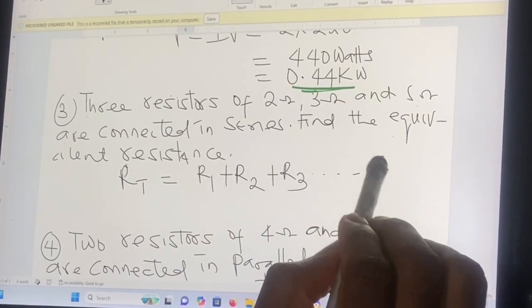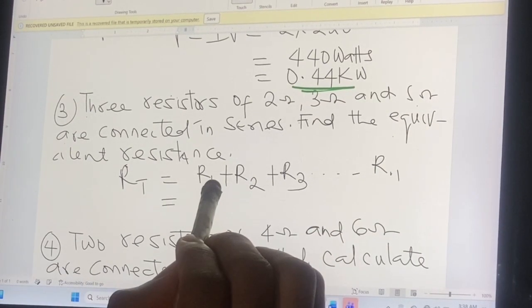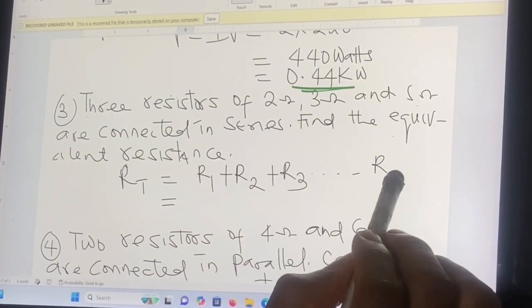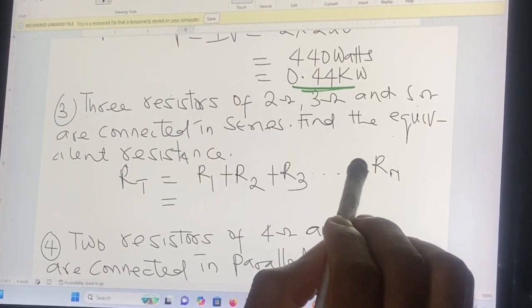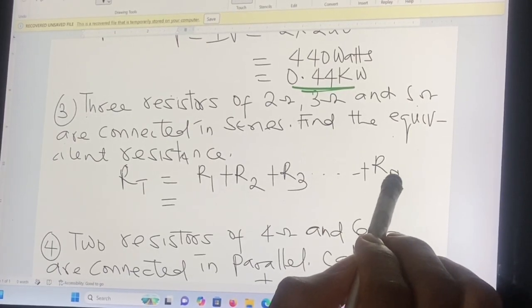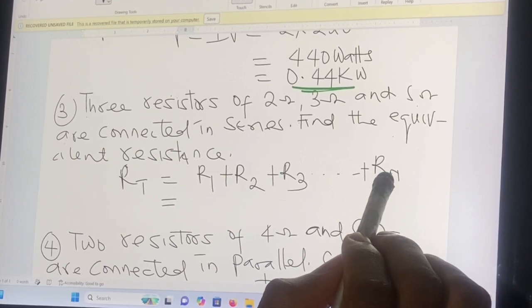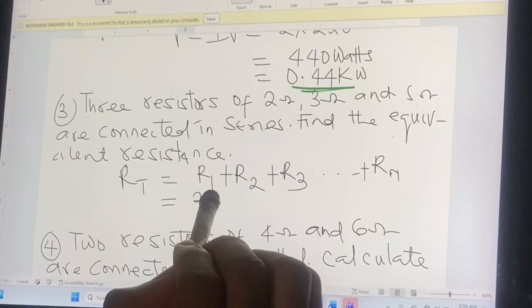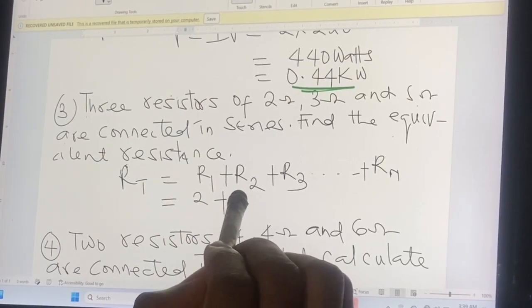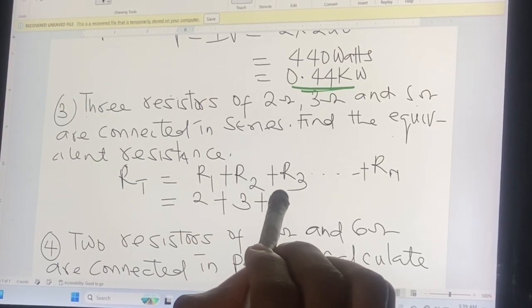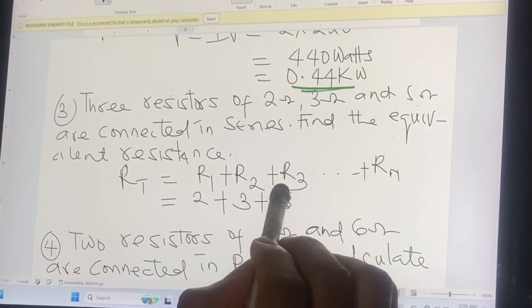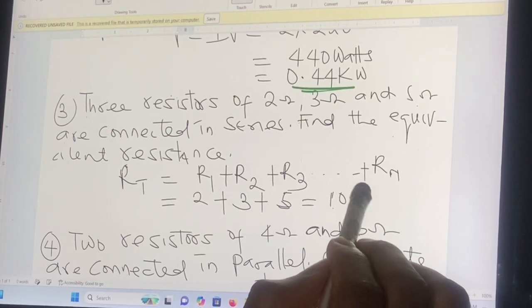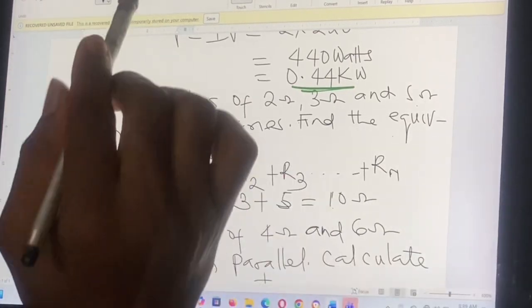Please take note, Rn. So let's replace this here. R1 plus R2 plus R3 dot dot plus Rn. So depending on the number of resistances given to you there. So R1 is given to us as 2 plus R2 is given to us as 3 plus R3 is given to us as 5. When you add them together, it will be equal to 10 ohms. Please take note. This is my answer.